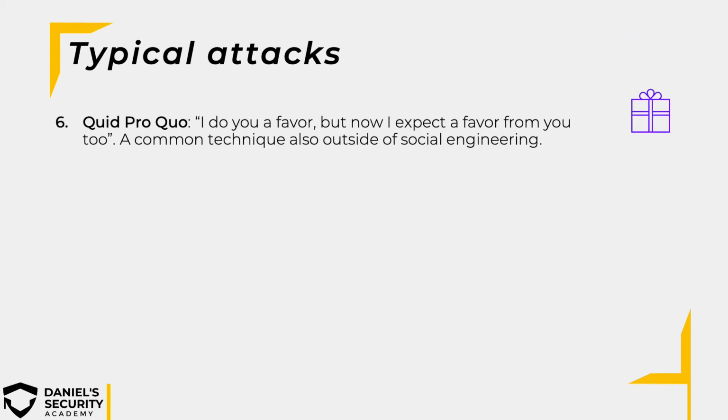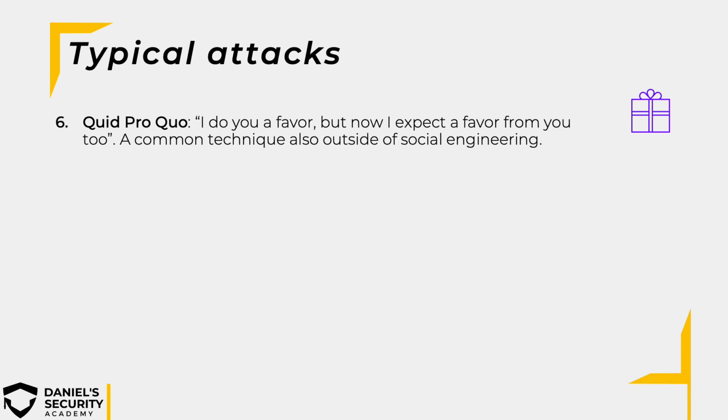Sixth, we have the concept of quid pro quo, which is essentially, I do you a favor, but now I expect a favor from you. Pretty much, I send you a gift, and now I expect you to send me a gift. And this gift is supposed to be bigger than my gift, because this is the psychology behind the quid pro quo. And it is a very common technique also outside of social engineering.